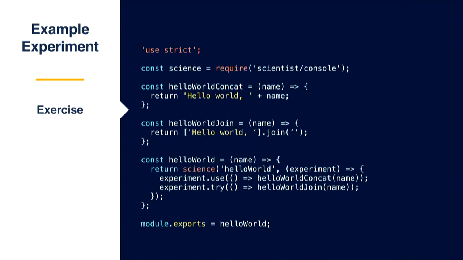So here's an example exercise just for the audience. Can anyone spot the bug that might be in here? So is that in the join case? Yeah, so it turns out we were missing an argument that we needed to concatenate those things together. And Scientist, while this is a very simple example, could have shown that mismatch.